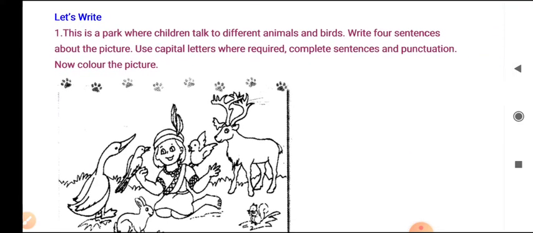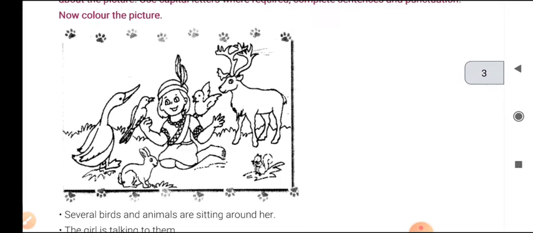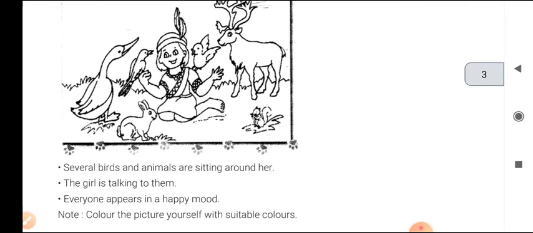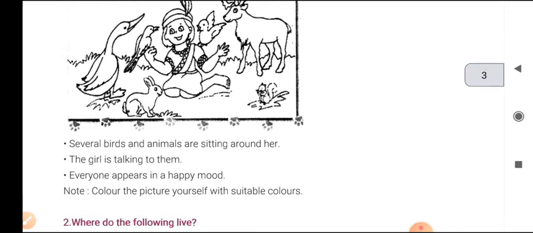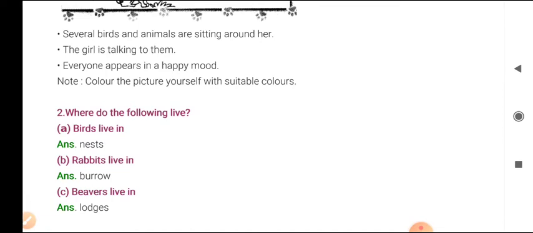Next exercise, let's write. This is a park where children talk to different animals and birds. Write 4 sentences about the picture. Use capital letters where required. Complete sentences and punctuation. Now color the picture. You can try this in your textbooks. Several birds and animals are sitting around her. The girl is talking to them. Everyone appears in a happy mood. Now color the picture yourself with suitable colors.